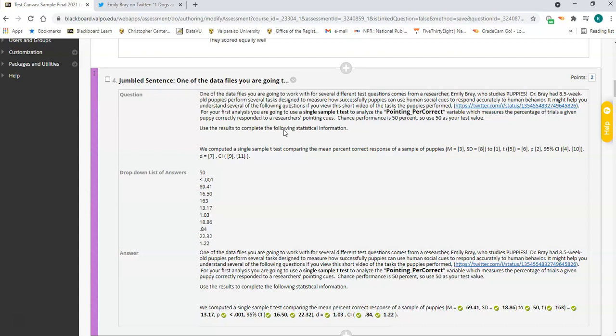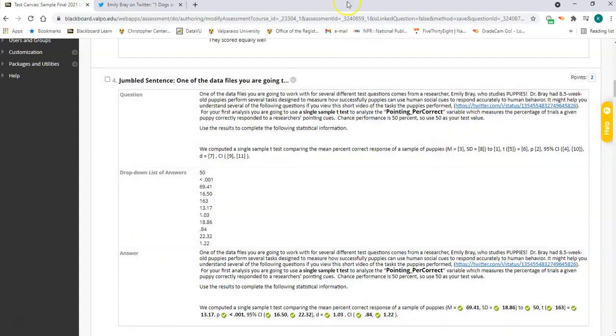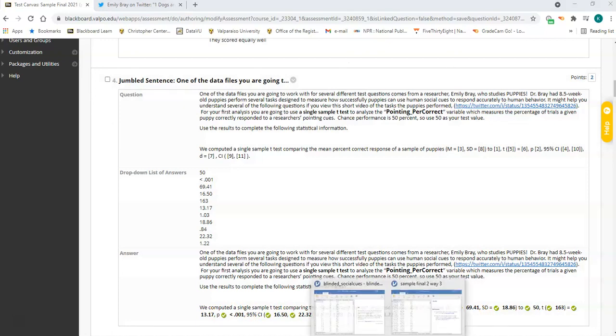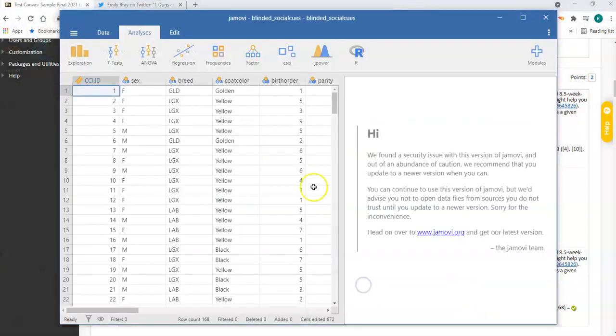Now, you're going to be comparing that to 50% because there's only 2 cups, and so by chance you'd expect the puppy to go to the correct cup 50% of the time, and so that's what we're going to compare. We're going to compare the sample mean to that 50%, and then we're going to run it, and then you'll just plug them in down here. So let's go ahead and run it. I already have the data loaded.